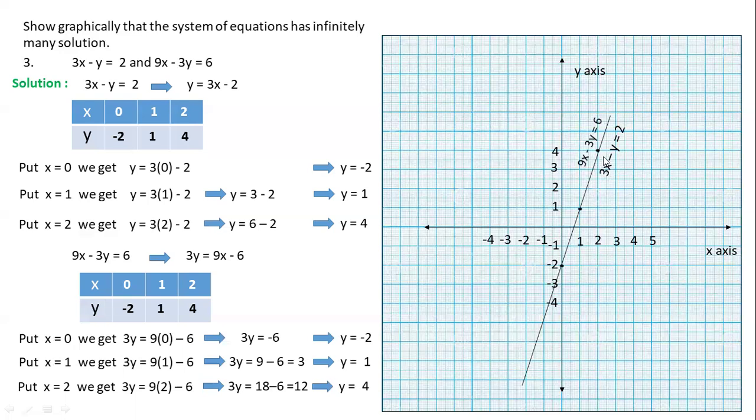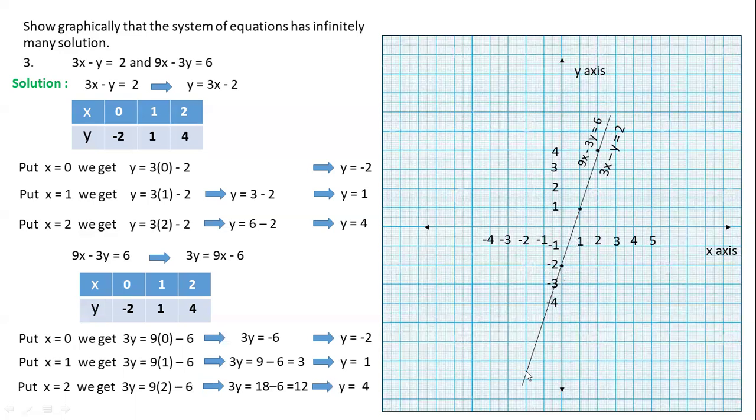That means every point on this graph is a solution of both the equations. We have taken this point, and this point belongs to both the equations. Therefore, it's a solution. This is also a solution. You take this point, it is a solution, this point, this point, this point. You can take here, here, here.